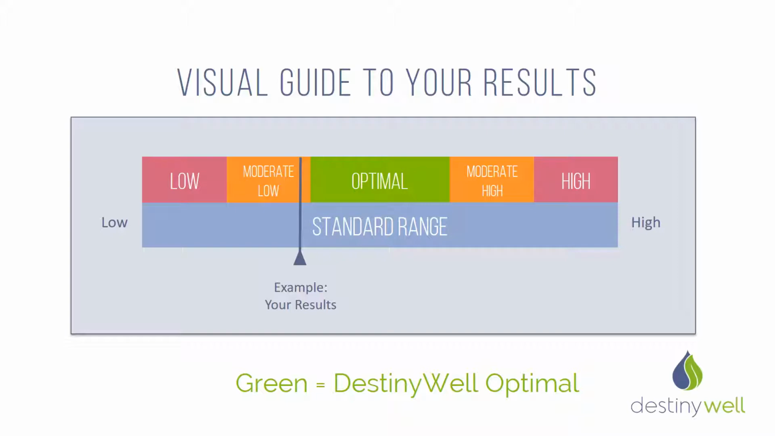result. Destiny Well also, in the red bars here, will define a Destiny Well high and a Destiny Well low. These may or may not line up exactly with a laboratory high or low, because sometimes we think that the range can be higher or lower, or that it needs to be different. And in between the optimal in the green bar, and the low and the high in the red bars, we have orange zones for moderately high and moderately low. They're not quite optimal, but they're not in the high or low zone.